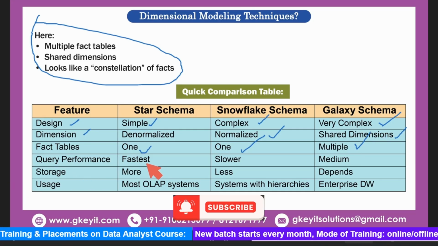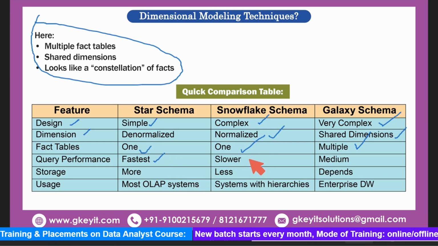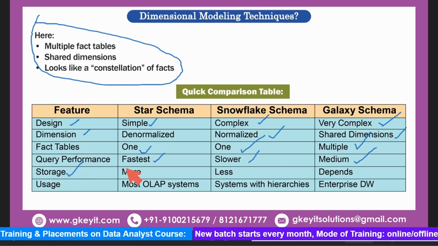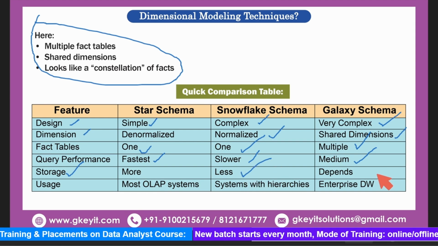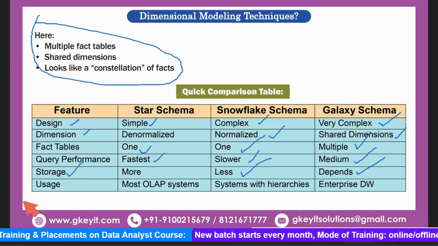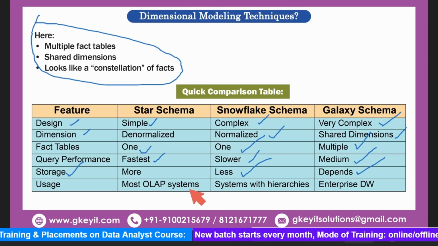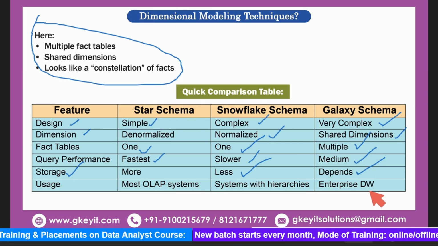Query performance: star schema will have more performance, and compared to star, Snowflake is slower, and galaxy schema will maintain medium performance. Coming to the storage point, star schema storage is more, Snowflake storage is less. Why? Because it is normalized, whereas for galaxy schema it depends on the fact and dimension table design. Usage is the final feature. For star schema, most OLAP systems use it. Snowflake schema suits systems with hierarchies, and galaxy schema usage is like an enterprise data warehouse.